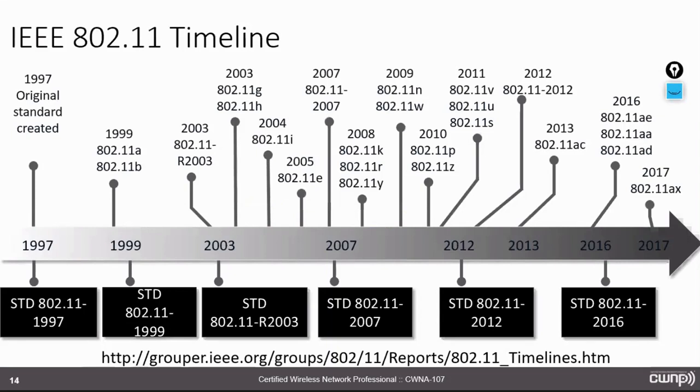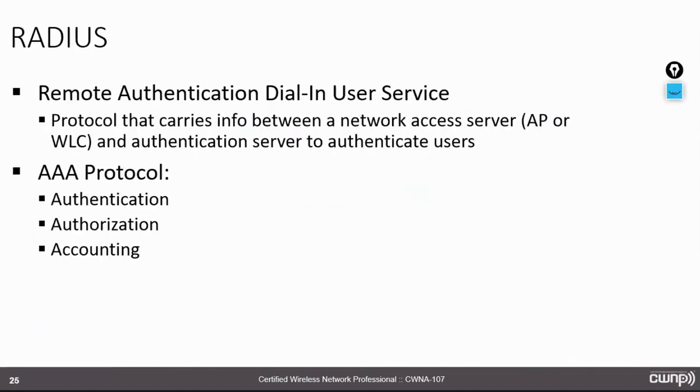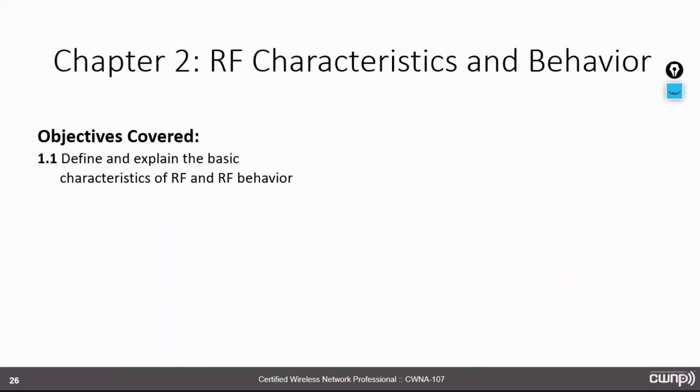These are actually the standards we have. As I told you, the first lesson is completely related to the organizations which set the rules and regulations for the wireless local area network. The second we have in this certification, you can see, is radio frequency characteristics and behaviors, right?